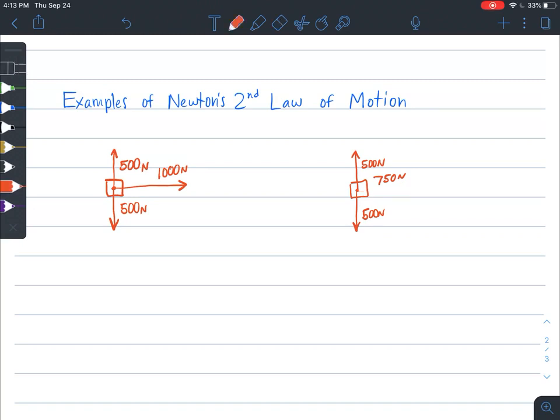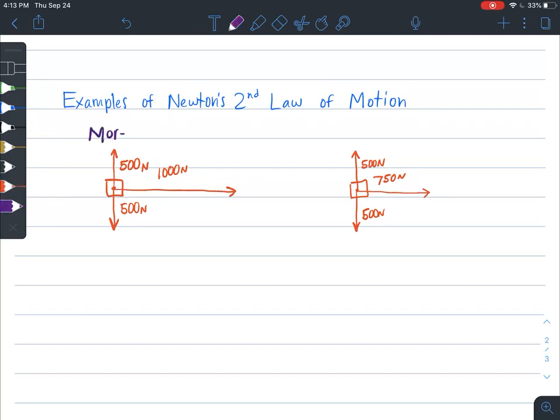And what I'm noticing here is I actually need to delete this arrow because it needs to be larger than my 500 newton arrows since it's more force. And maybe it'd even help me to draw my 1,000 newton arrow really large. All right. So let's then write and summarize what's in our two pictures here.